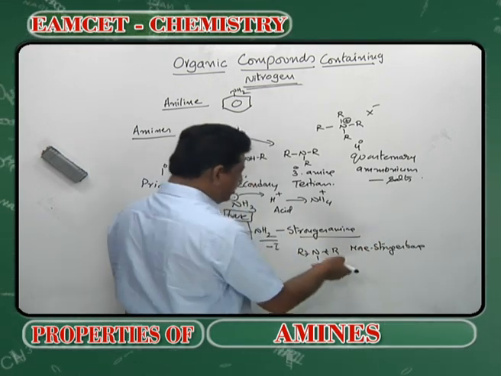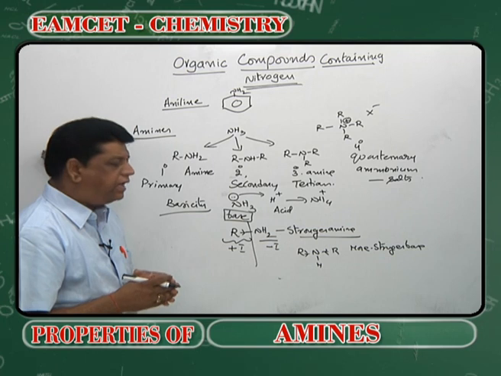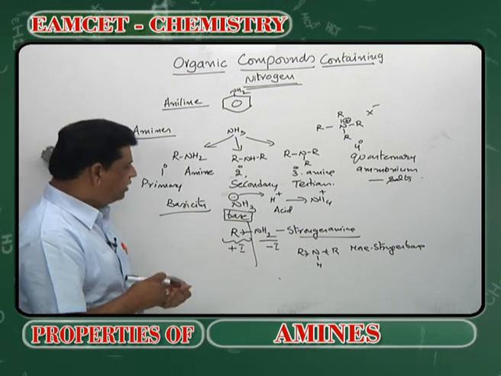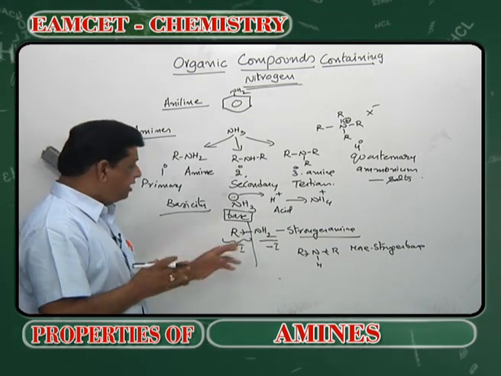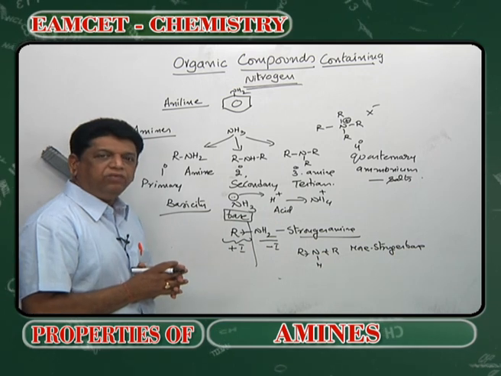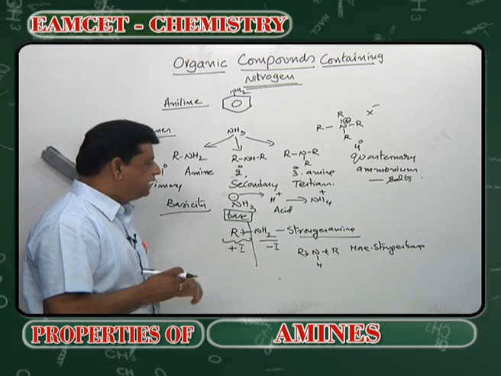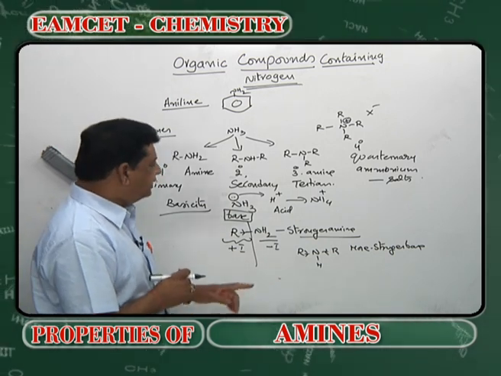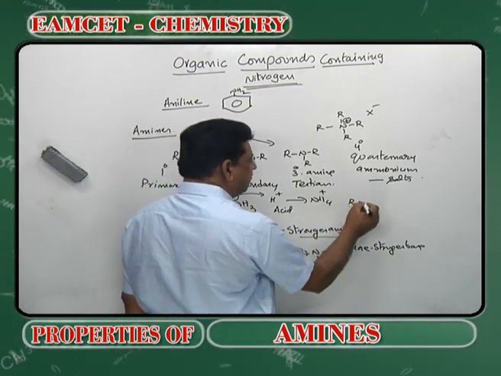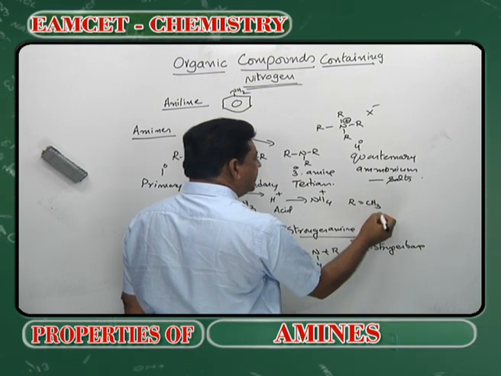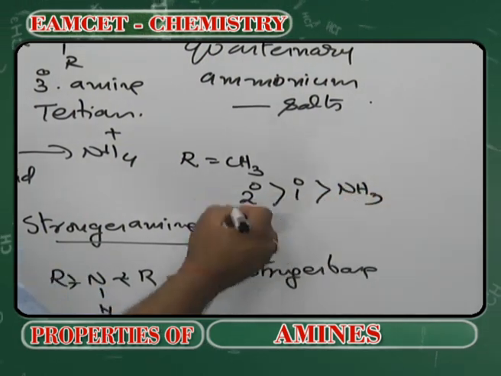The theory can be extended to the tertiary amine, that when all 3 alkyl groups are donating, it should be much more strong. But unfortunately, when 3 alkyl groups come from all 3 sides, it closes the entry or approach of the proton. Therefore, many times tertiary amines, due to the phenomenon called steric hindrance, are less basic than the 2 degree amines. So, one can say, when R is equal to CH3, the 2 degree amines are more basic than 1 degree, than the simple ammonia. This is the order.